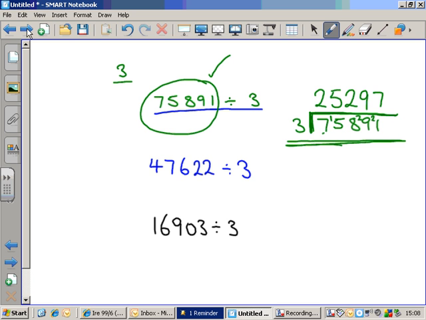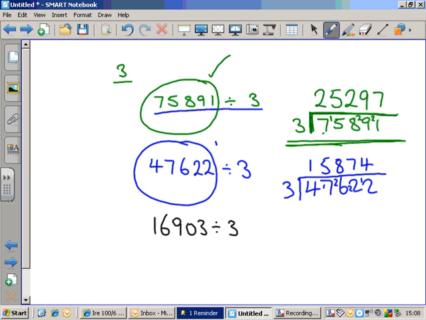Let's try the next one. 47,622. Practice saying those numbers yourself, by the way. Let's divide it by 3. 4 divided by 3, 1 remainder 1. 17 divided by 3, 5 remainder 2. 26 divided by 3, 8 remainder 2. 22 divided by 3, 7 remainder 1. 12 divided by 3, 4. Hey, it goes again. There we go. Another number that goes exactly. And finally, what's that number?